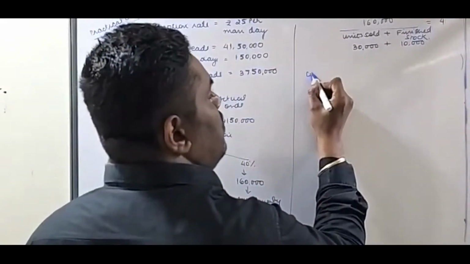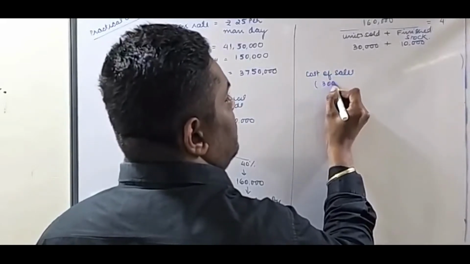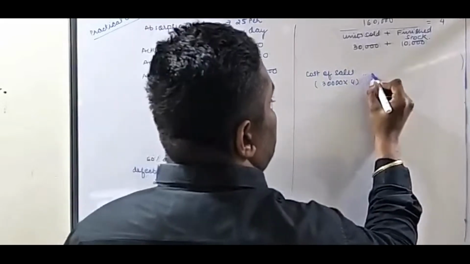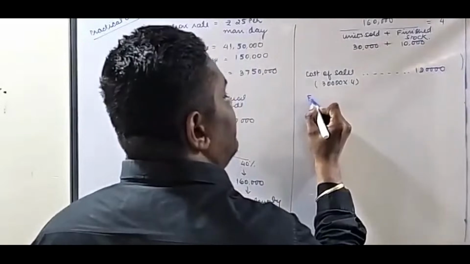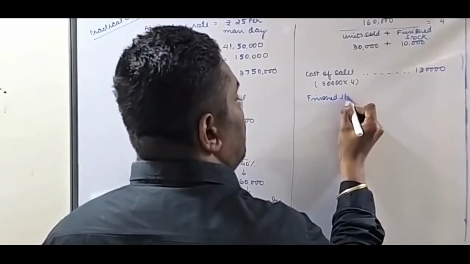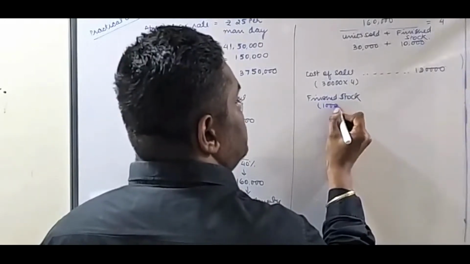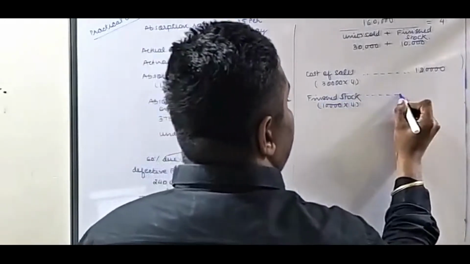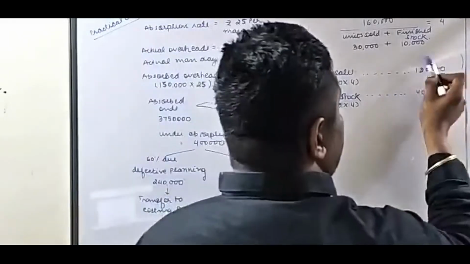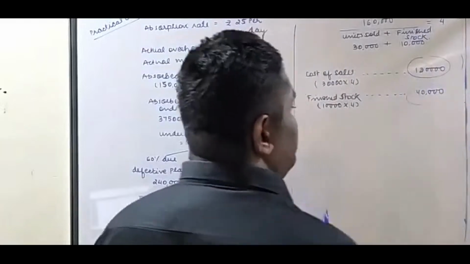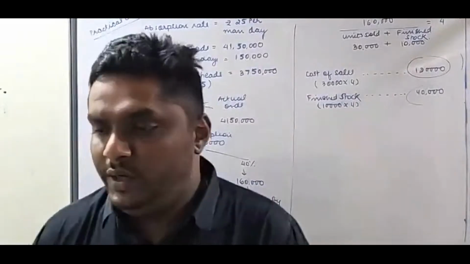So when talking about the cost of goods sold or cost of sales, it will be increased by 30,000 into 4, that is 1,20,000. And the value of finished stock, that is 10,000 units, will be increased by 40,000. So the value of cost of sales will be increased by 1,20,000 and the value of finished stock will be increased by 40,000. If you guys have any doubts or queries, you guys can please post. Waiting for your queries, guys.